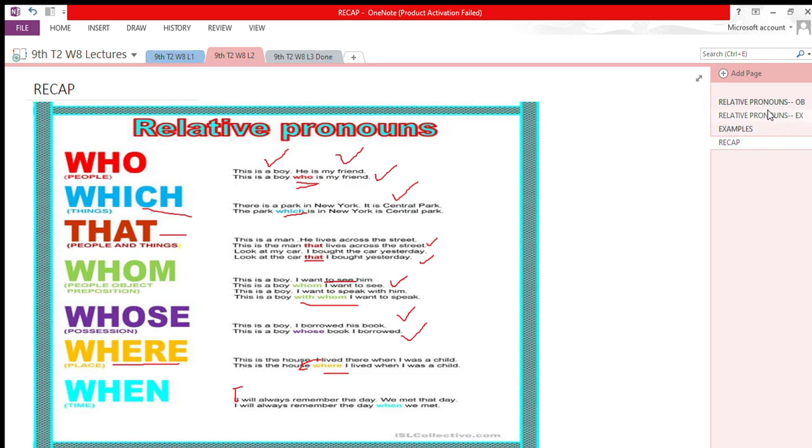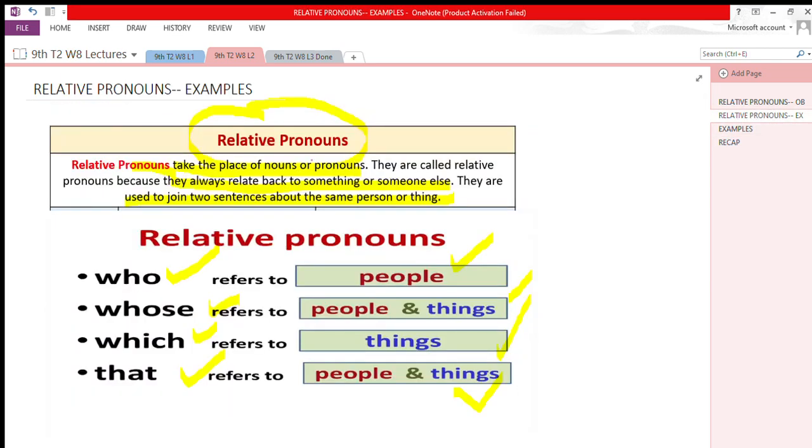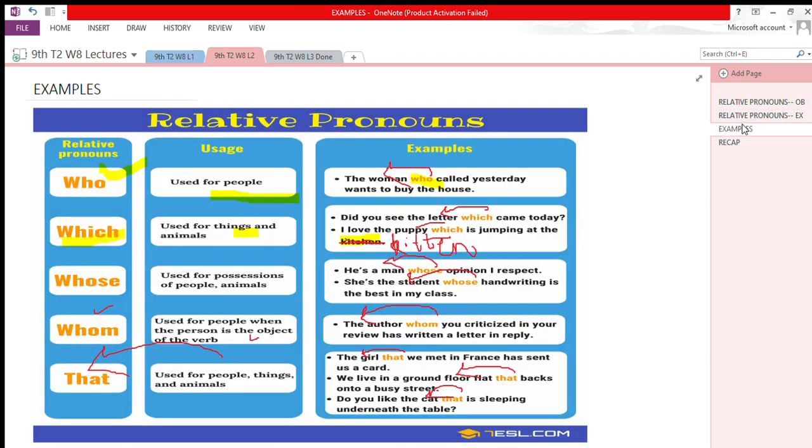So here is a quick recap. What is a relative pronoun? A relative pronoun takes the place of nouns or pronouns. They are called relative pronouns because they always relate back to something or someone. They are also used to join sentences and they do the work of conjunctions. Then we discussed different examples of relative pronouns: who, which, whose, whom, and that.